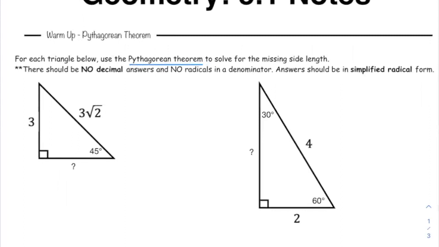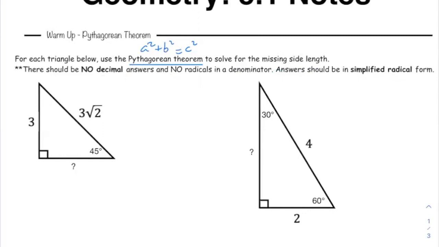Now, if you remember, we used a squared plus b squared equals c squared, where c was the hypotenuse. And we're going to find the missing lengths in these 4 triangles for our warm-up. We're not going to use decimals. We are not going to allow radicals in the denominator. We're going to rationalize those just like we did in Unit 4. And we're going to simplify any radical that we have.